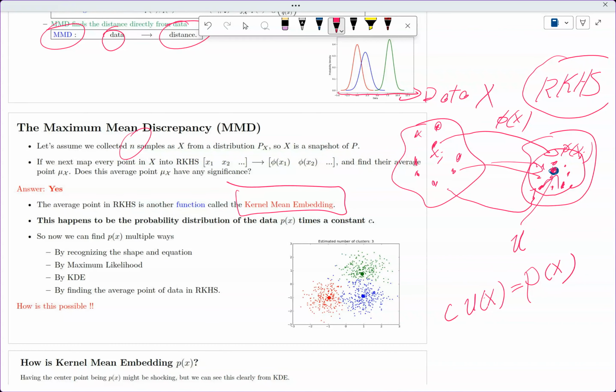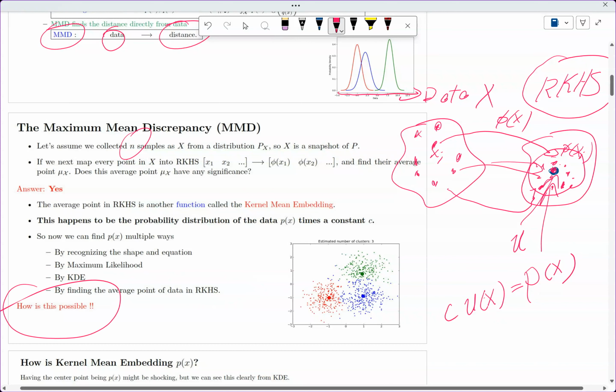Now this means that we can find this p of x multiple ways. Previously, we learned one way is just to recognize the shape of the data, right? This is a Gaussian, this is an exponential. Then we learned a technique called maximum likelihood. We also learned a technique called KDE. And now we know that all we have to do is find the average point of the function in RKHS. So the question is, how is this possible?